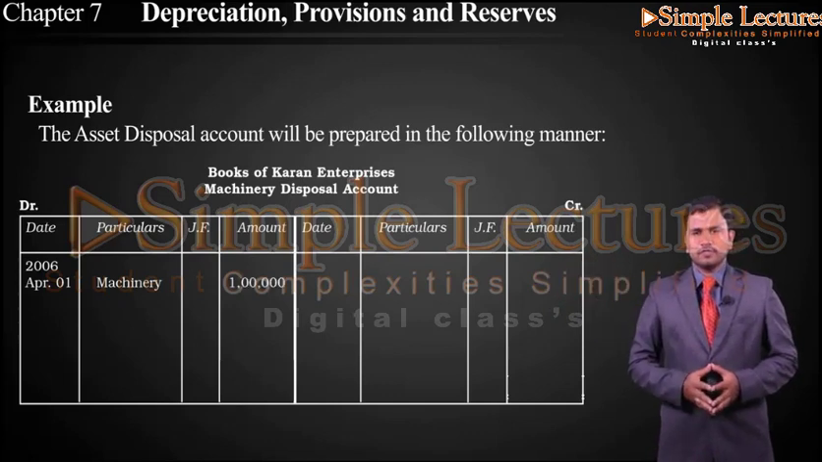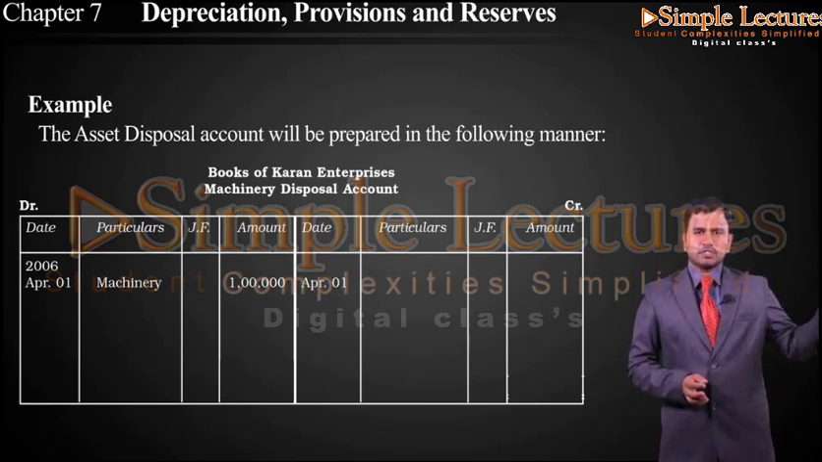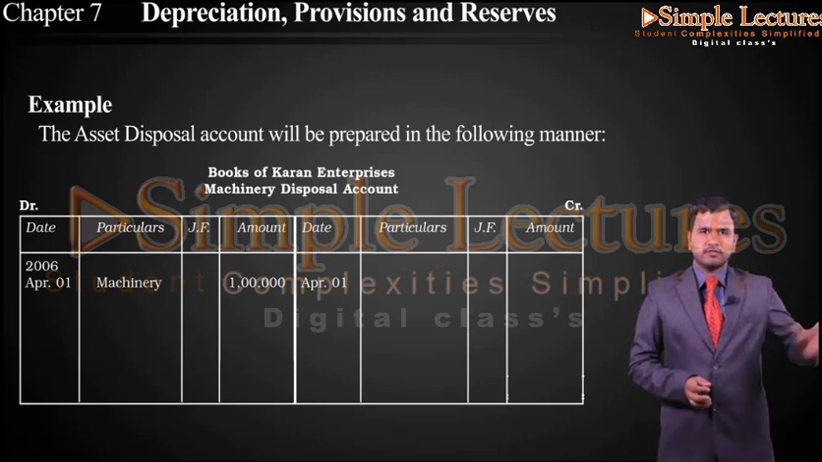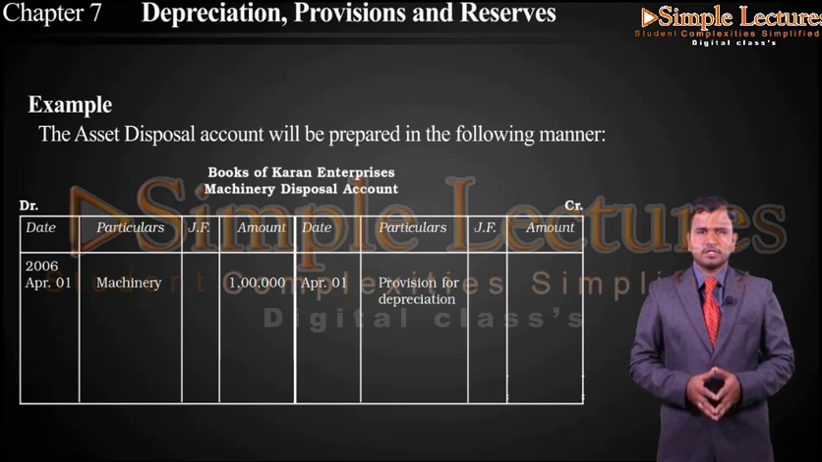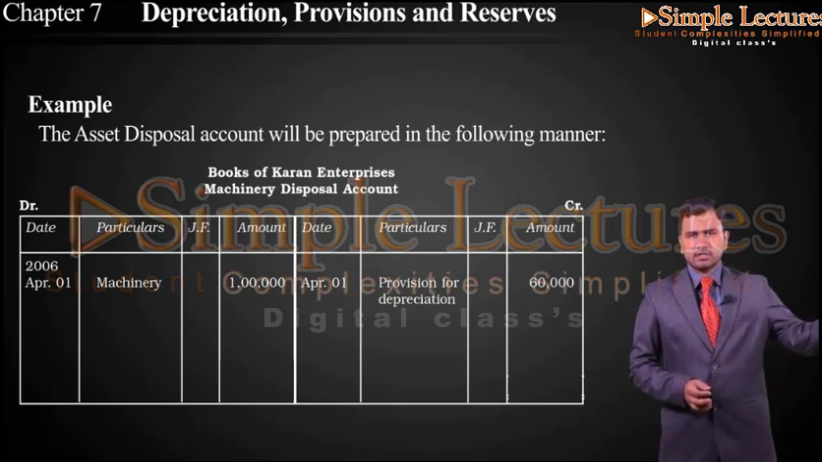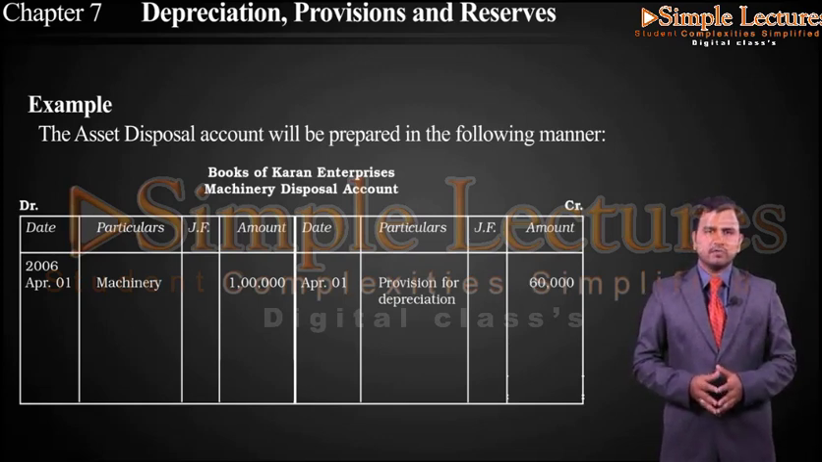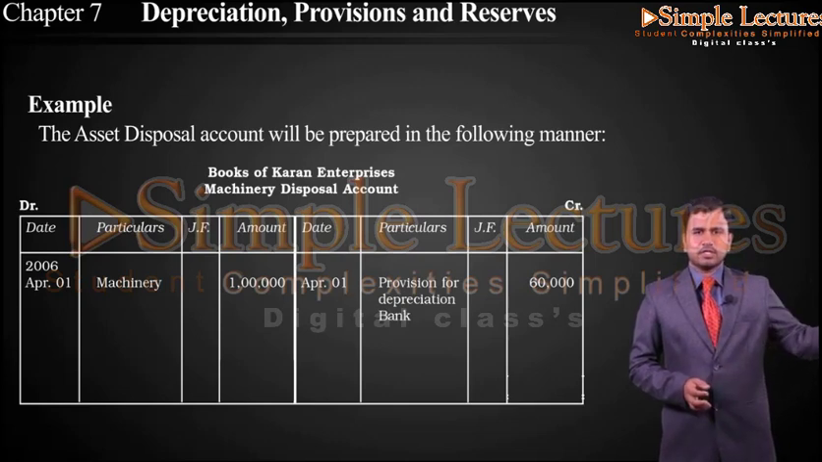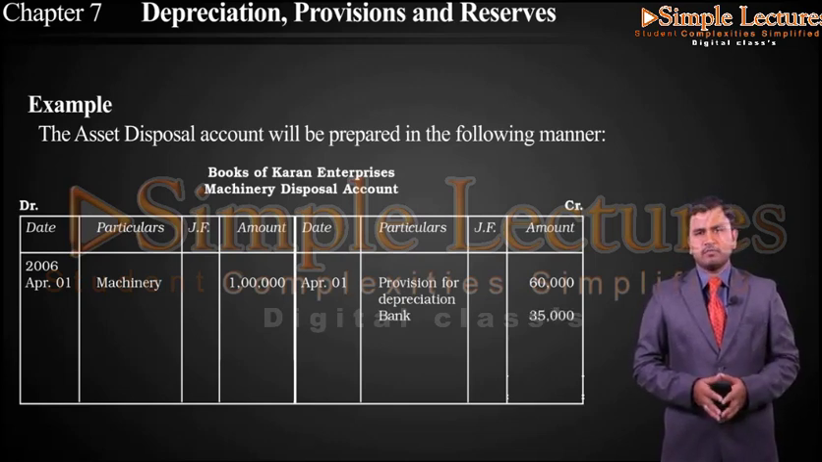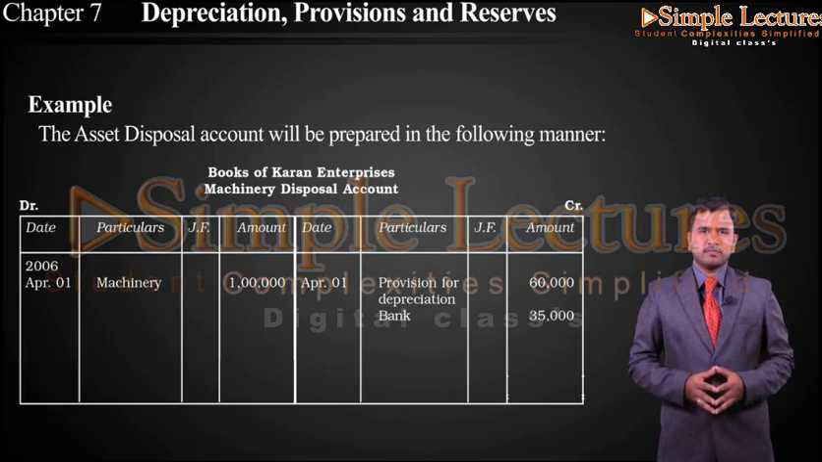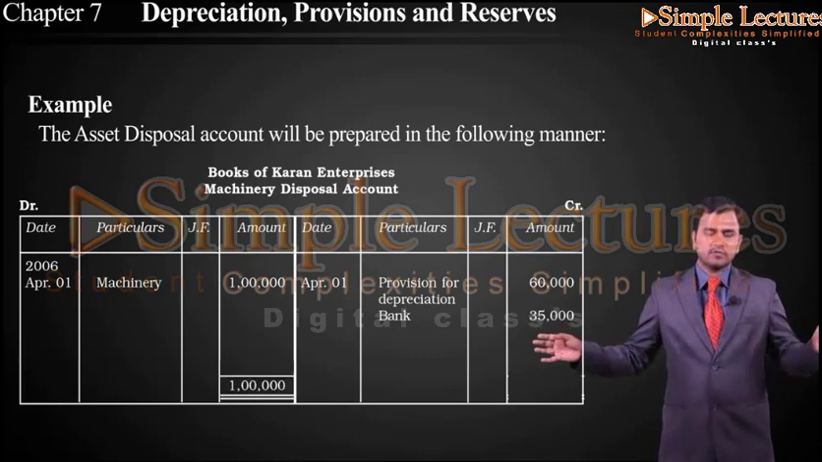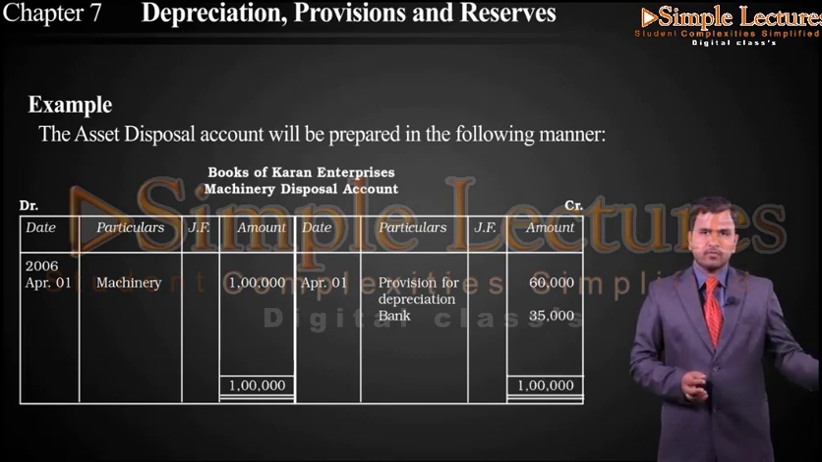Again, the provision for depreciation and the sale price will be considered on the credit side, where April 1st, 2006, or we are going to consider the closing date here, and the entry will be provision for depreciation account 60,000. Then the sale value will be considered, bank 35,000. Then the account will be closed here. So we are getting the debit side total as 1 lakh rupees. The same balance we are going to consider on the credit side, 1 lakh.